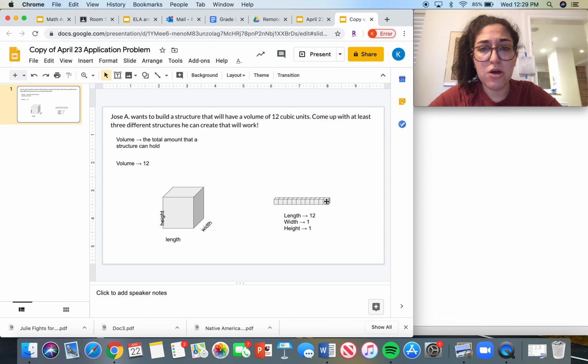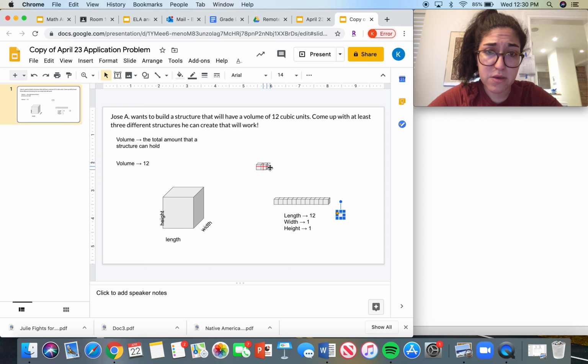Let's think about another structure. This could be one of Jose's structures. Let's say I did one that had only a length of 3.